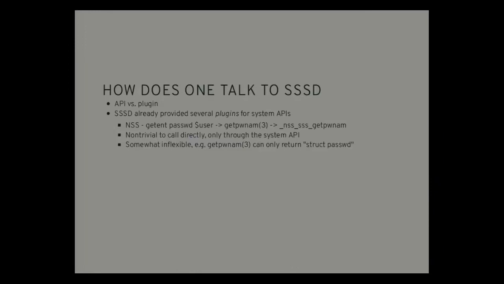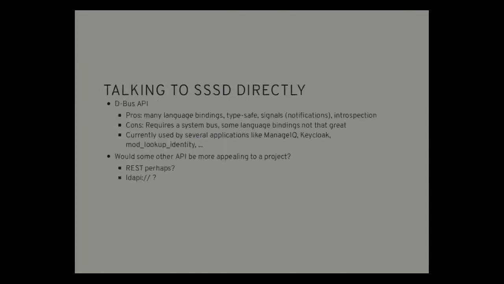So the way you can talk to SSSD directly, already in the versions that are released, is currently through a D-Bus based API. We chose D-Bus several years ago because of some advantages we saw, primarily that there are many language bindings for D-Bus. I'm going to show a little demo that will use Python. D-Bus is type safe. D-Bus has types. So if you request a number, for example, the UID number, you get back a number. You don't get back a string that probably contains numbers, but maybe not.